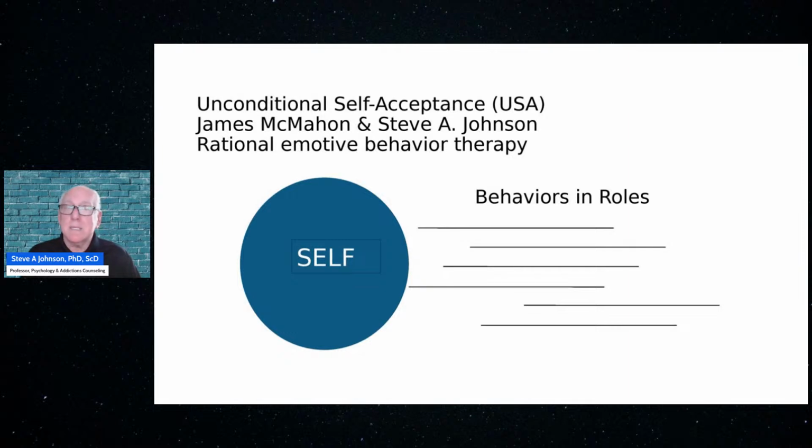think about the goals that you have within your role, right? I have goals that I have as a father. I have goals that I have as a professor. I have goals that I have as a husband. I have goals that I have as a son. I have goals that I have as a member of my particular religious group. I have all of these goals within my roles.